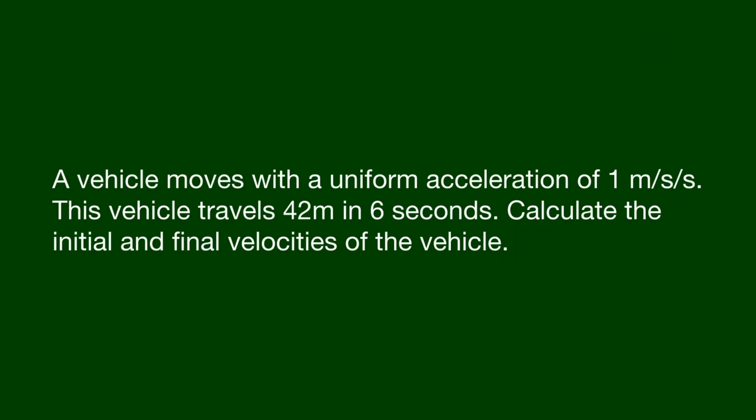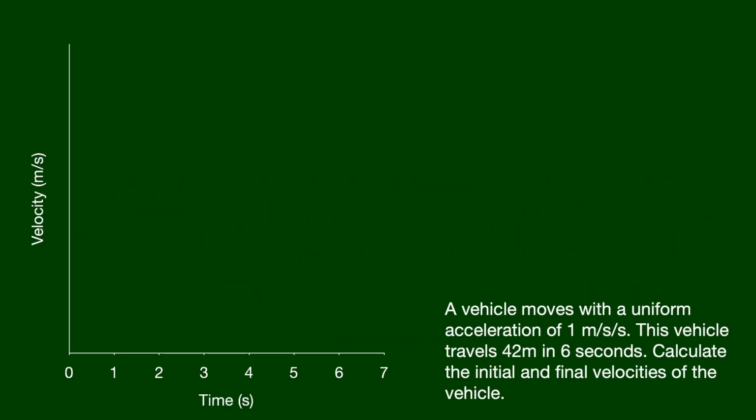A vehicle moves with a uniform acceleration of 1 meter per second per second. This vehicle travels 42 meters in 6 seconds. Calculate the initial and final velocities of the vehicle. We can solve this problem using the SUVAT equations that we saw in this video earlier. But let's use a velocity time graph to solve the problem. Let's take U as the initial velocity. Next, we draw a line with a gradient of 1 meter per second per second.